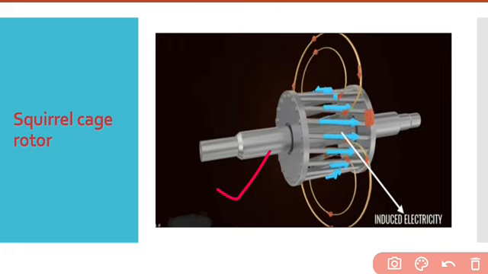The three-phase AC current passing through the stator produces the rotating magnetic field. Current is induced in the bars of the squirrel cage, which are shorted by end rings, so the rotor starts to rotate. That's why the motor is called an induction motor: electricity is induced due to induction, not by any further connection.